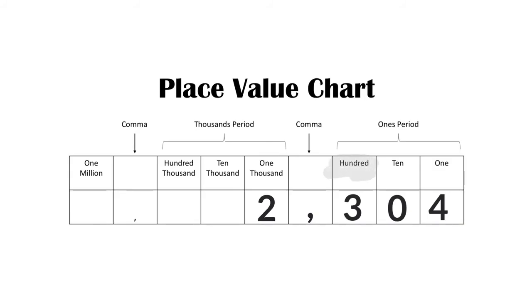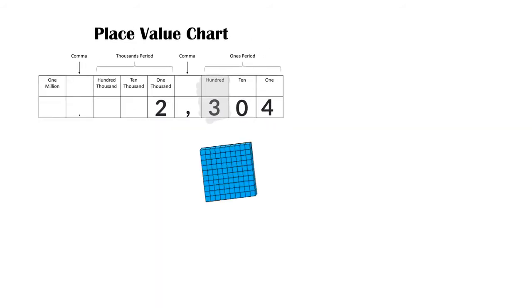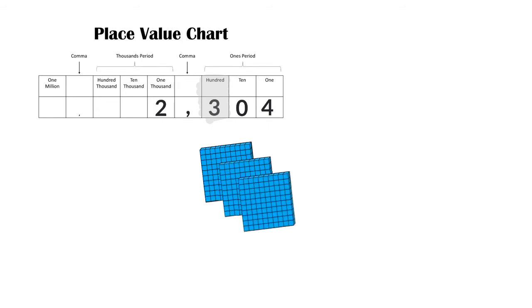Notice our 3 is in the hundreds place. Let's use our base 10 blocks to see what the value of that digit is. Remember, each flat represents 100. So if we have 3 flats, they will represent 3 100s, or 300.